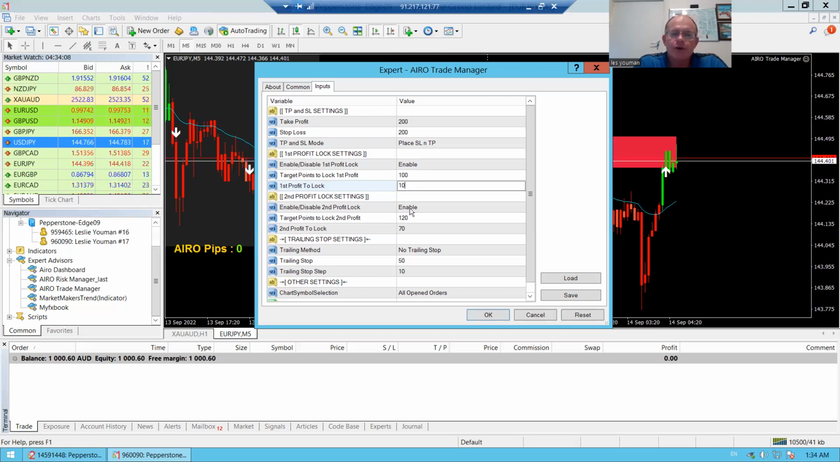And then profit lock 2, let's say when I get to 150 points of profit, it's going to move my stop loss up to 70 points of profit. So it's going to lock in a little bit more profit.